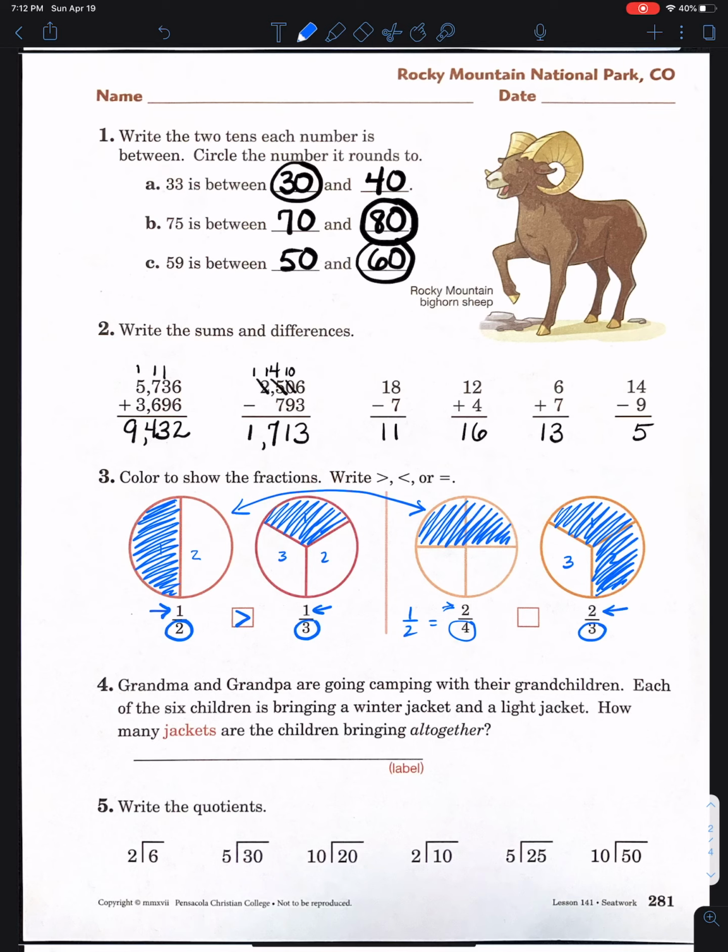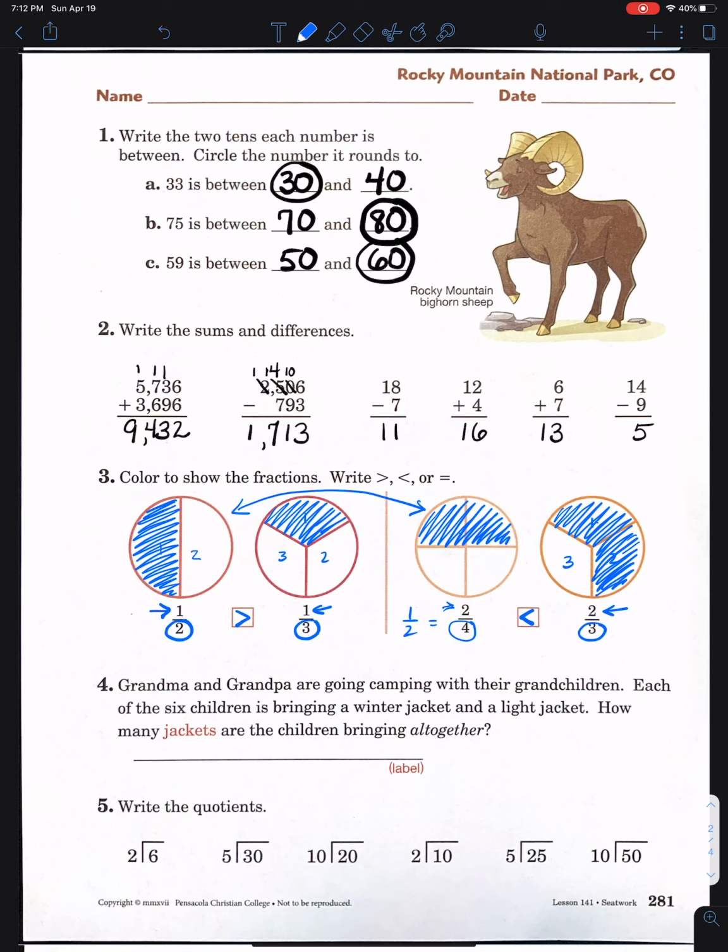Okay, now which one is bigger? Do we have more if we have 1/2 or 2/4 of a pie? Or do we have more if we have 2/3 of a pie? Well, you can see that the 2/3 area shaded in takes up more of the circle than half. So 1/2 is less than 2/3.